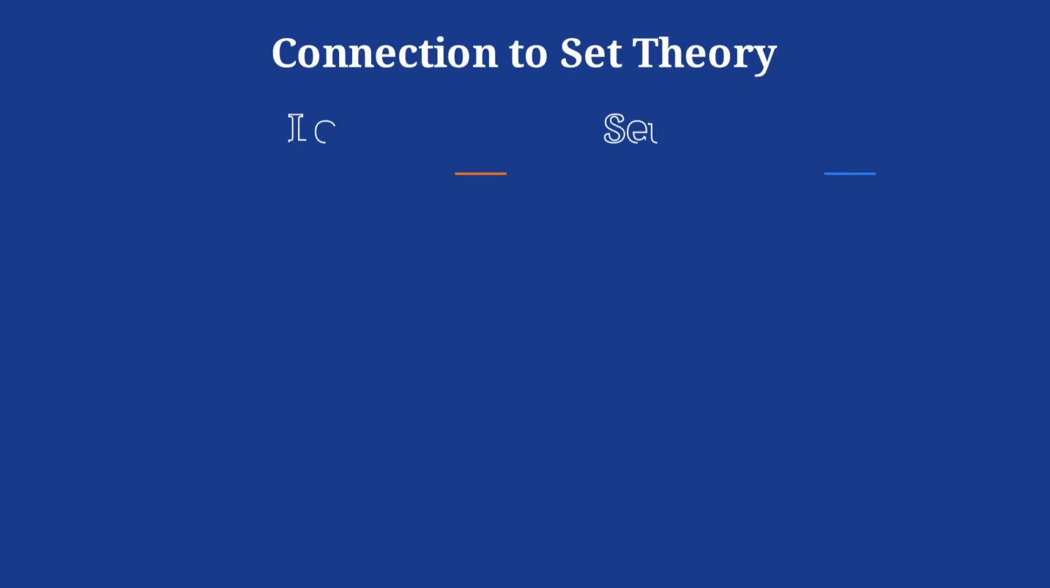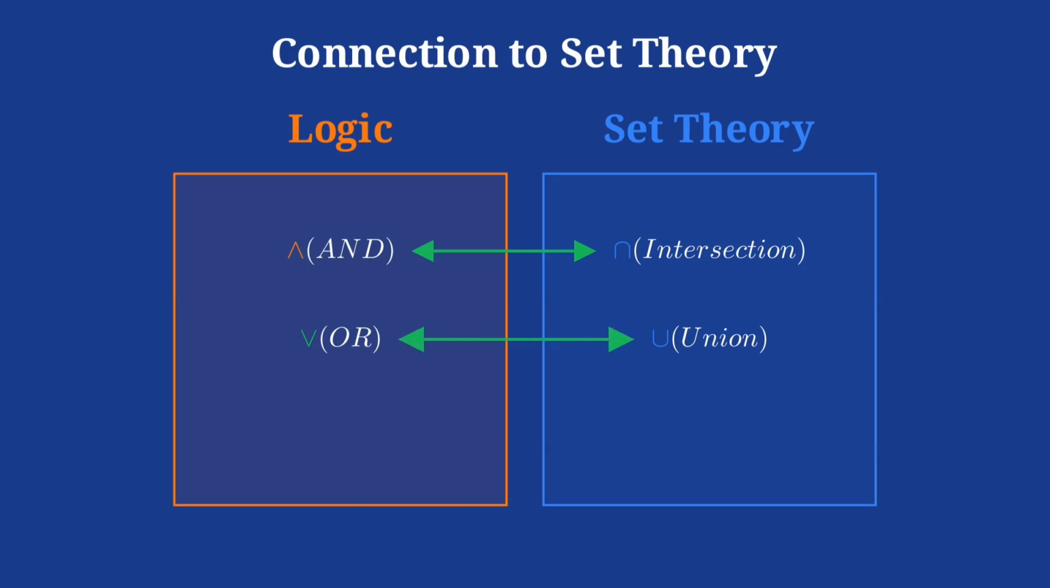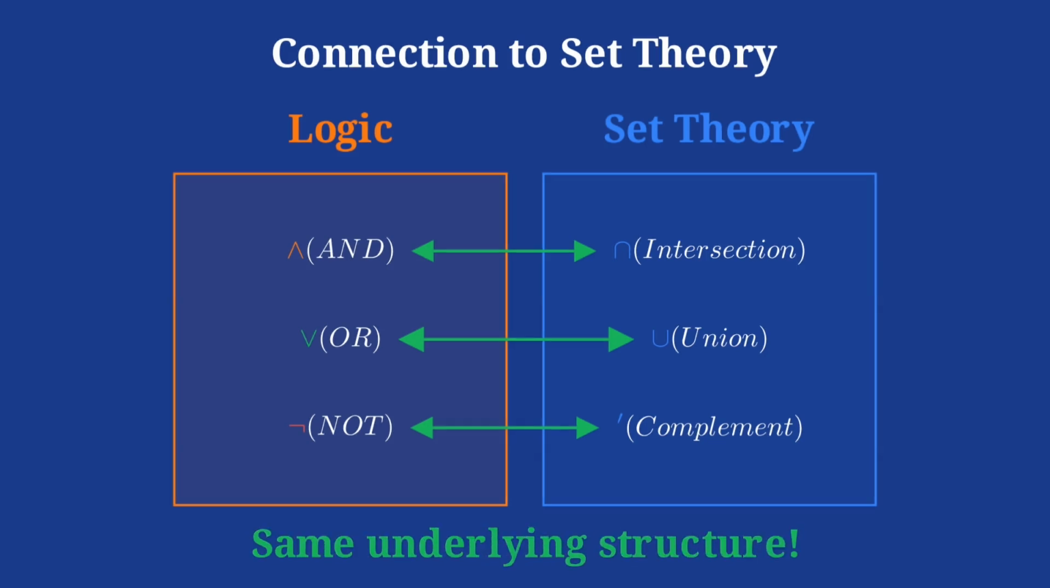If these symbols look familiar, they should. There is a deep connection to set theory. In logic, we have our three connectors. And in set theory, we have three very similar operations. The logical AND corresponds directly to the set intersection. The logical OR corresponds to the set union. And the logical NOT corresponds to the set complement. This isn't a coincidence. They are two ways of describing the same underlying structure.